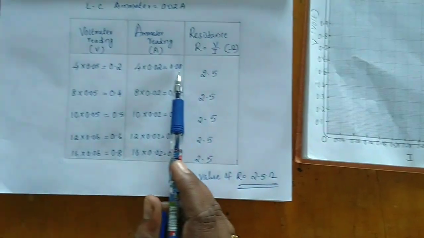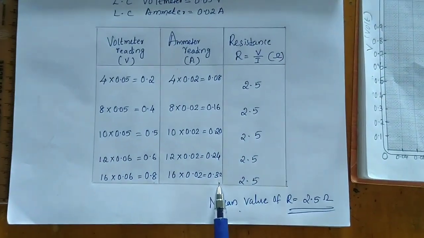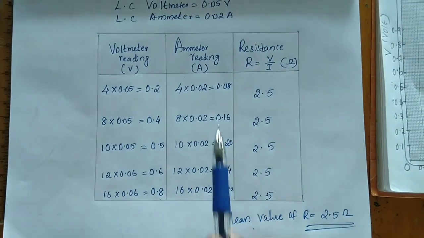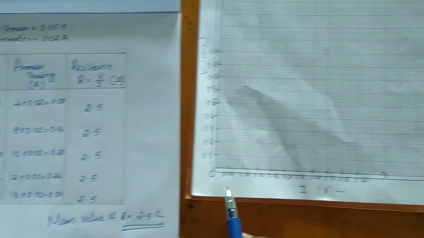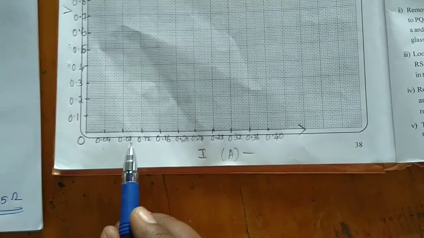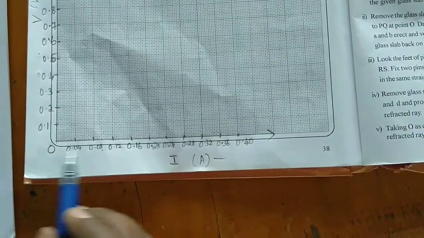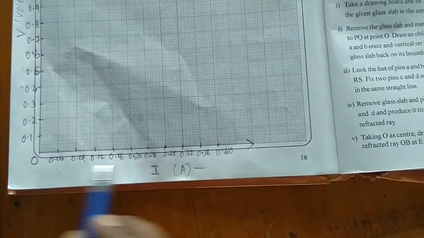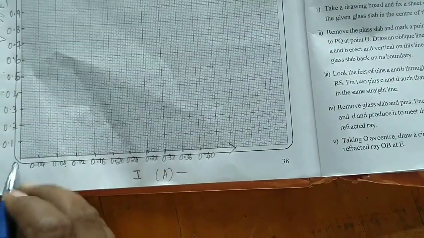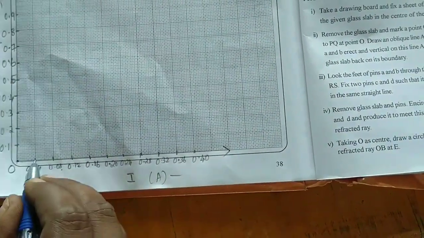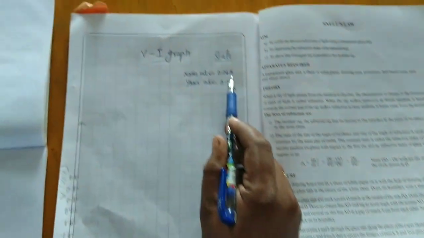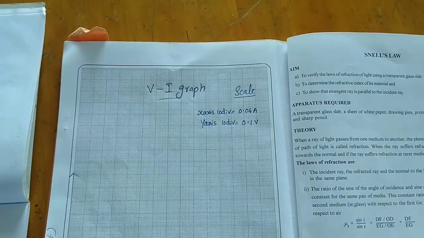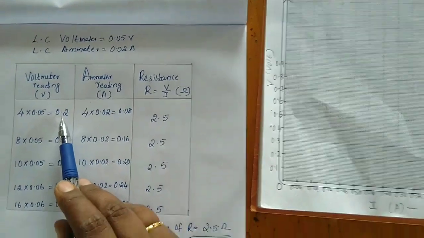Then if I check the ammeter reading, it started from 0.08 and the maximum value is 0.32. So I started 0.04, 0.08, 0.12. The difference is 0.04 every time. That's why I took along the x-axis 10 division is equal to 0.04 ampere. So I wrote that here. Then I am marking first 0.2 as the voltmeter reading.